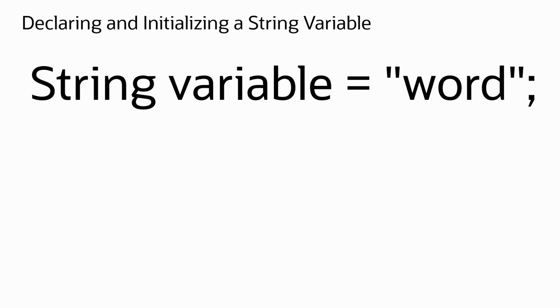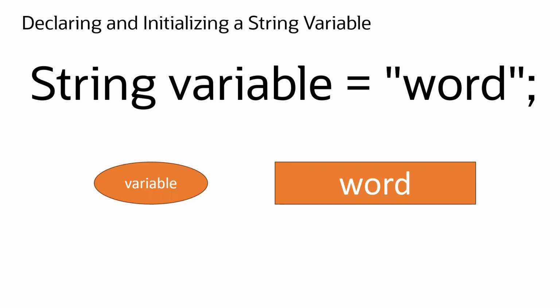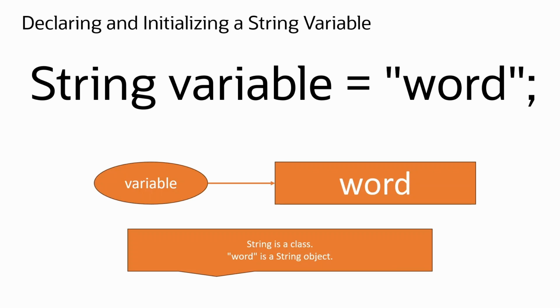There are a couple of ways that you can declare and initialize a string variable. You can say string variable equals word in double quotes. This will create variable as a reference to the string object word. String is a class and word is a string object.